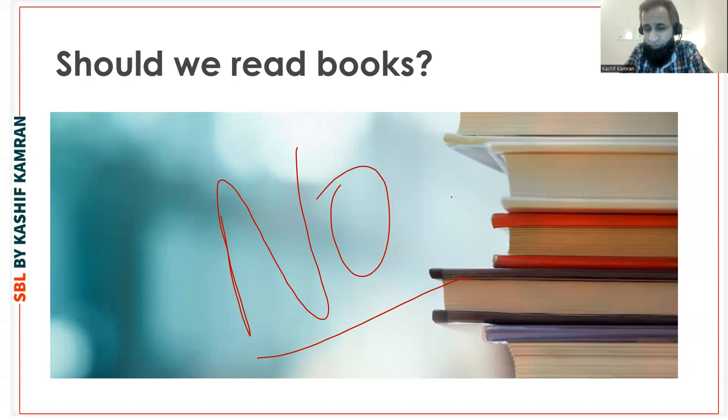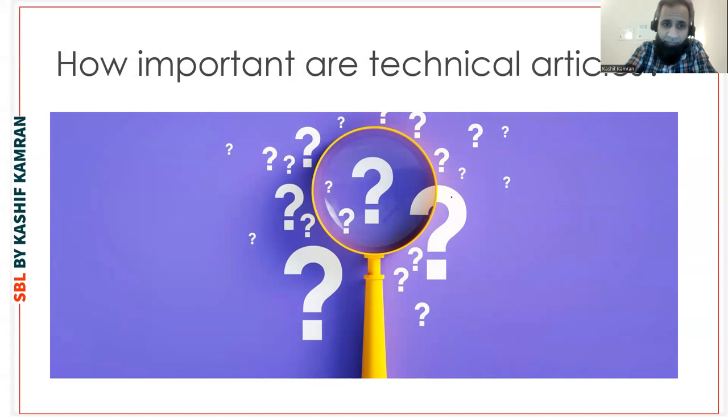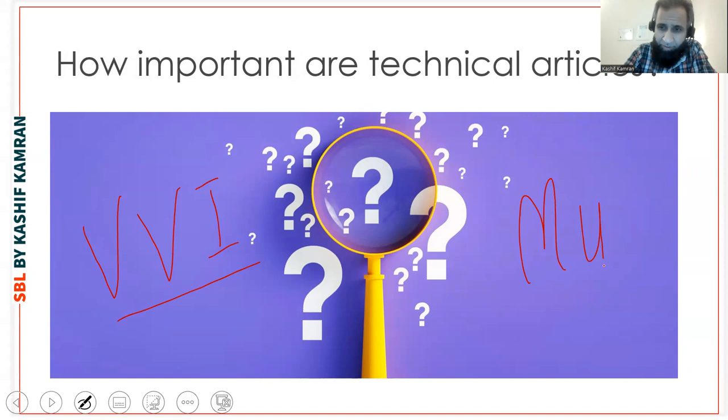How important are technical articles? Very, very important. Must. In the September-December 21 paper, which is the most latest paper available on the practice platform, and I hope you're all familiar with the practice platform, right? There was a 12 marks question on customer segmentation, and that directly came from the examiner article. That is the importance of reading articles.